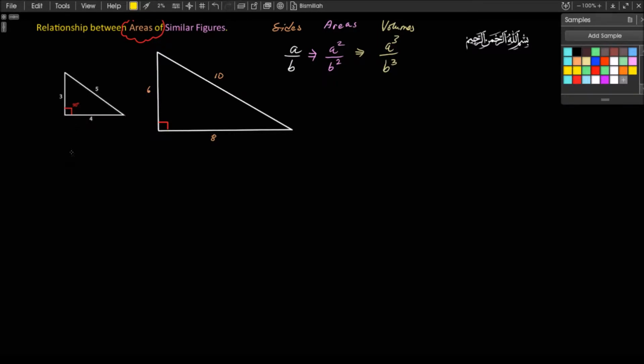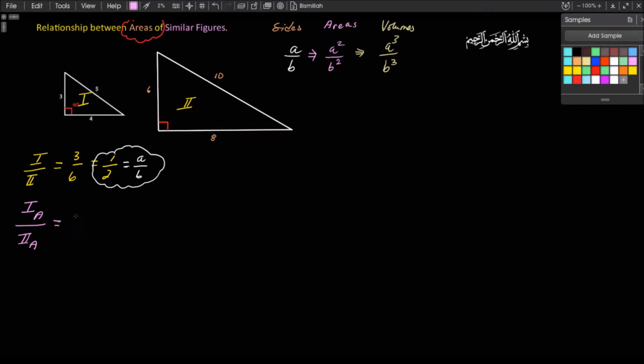So in this case, let's label the first triangle as triangle 1 and the second as triangle 2. We know that the ratio of the sides of triangle 1 over triangle 2 is 3 over 6, which is 1 over 2. So this is the ratio of their sides. Then we could predict that the ratio of their areas, the area of the first triangle to the area of the second triangle, would be A squared over B squared. In this case, it would be 1 squared over 2 squared, or 1 over 4.